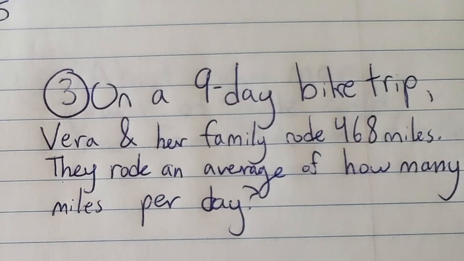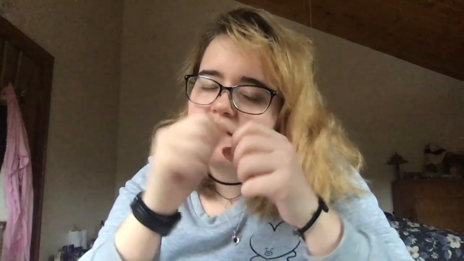Number 3, on a 9-day bike trip, Vera and her family rode 468 miles. They rode an average of how many miles per day? So Vera and her family probably rode different distances over that 9-day period. They got a little bit separated. Maybe one was further ahead, maybe some was a little bit behind. Everyone was a little bit different, but we're going to just assume that they were all roughly doing the same distance. Okay, so we're going to be finding the average. That's what that's called. That's why it's asking for the average.